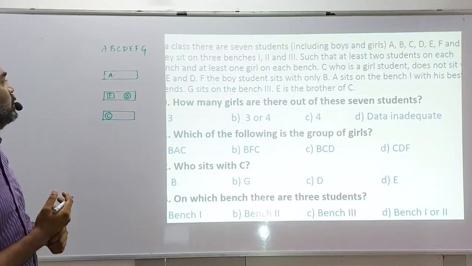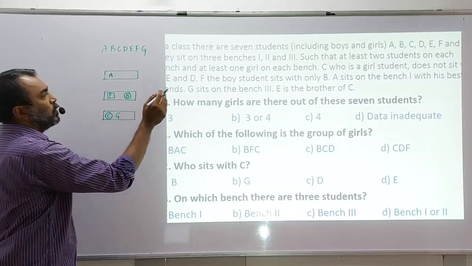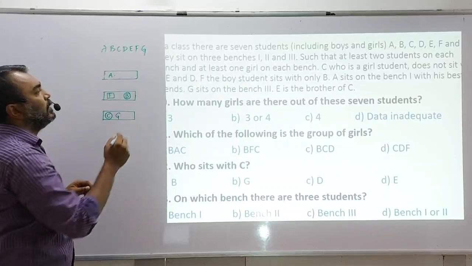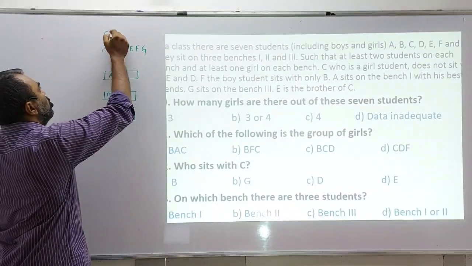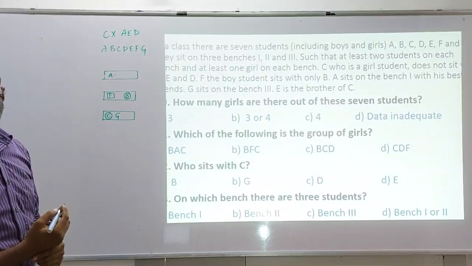G is on bench 3. Now G sits on bench 3, so G can come here. Why? Because C does not sit with A, E, and D. We have got C not sitting with A, E, and D. So G can come here.